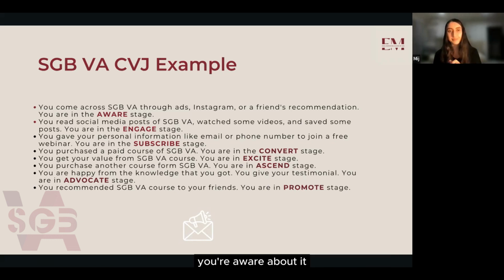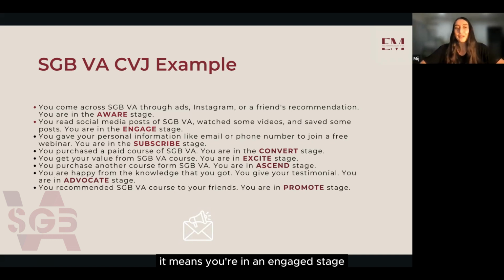You're aware about it. But this is not it, right? It doesn't make you a purchaser right away. You still want to know. You still want to observe. You still want to know, okay, what does it give actually? Next step, right? You read social media posts, right? Okay, you're on Instagram, you're scrolling down and you're watching, like seeing other content. So you read the social media posts, you're watching some videos, maybe you saved some posts, right? Or you're sharing to your friend, or you want to save it so you know you can get back to it later and decide. It means you are in an engaged stage. You are engaging with this brand.